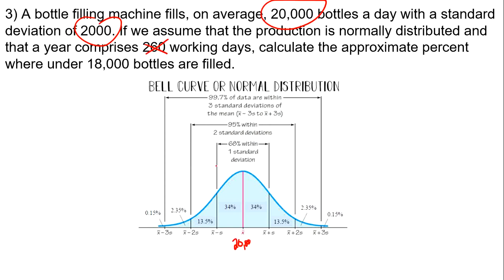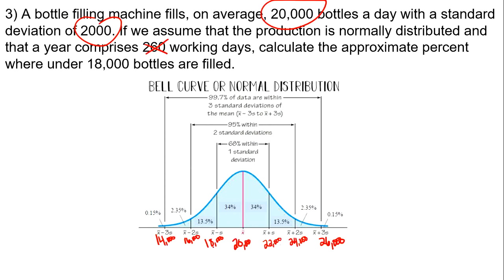Okay, so now we're going to fill out the rest of our chart. So 20,000 and 2,000, so that means we're going to add 2,000, so that'd be 22,000. Add another 2,000, that's 24,000. Add another 2,000, that's 26,000. And then subtract, because now we're going away on the left side, so it's going to be subtract. So 20,000 minus 2,000 is 18,000. Minus 2,000 is 16,000. Minus 2,000 is 14,000.